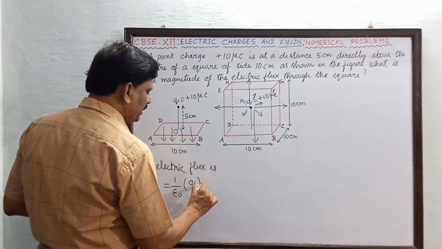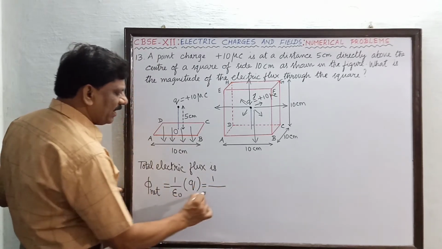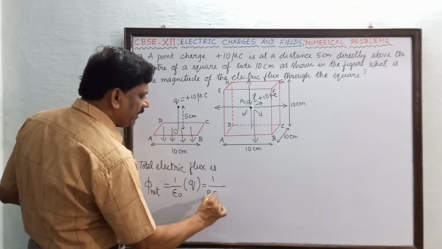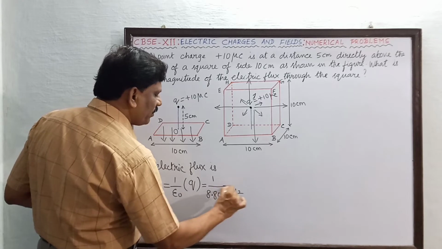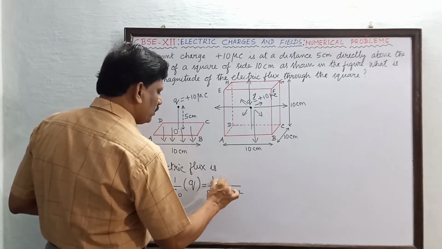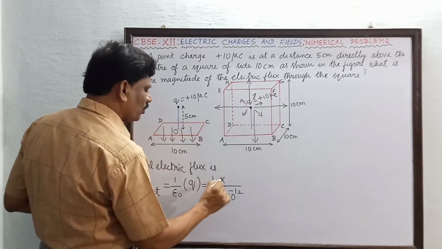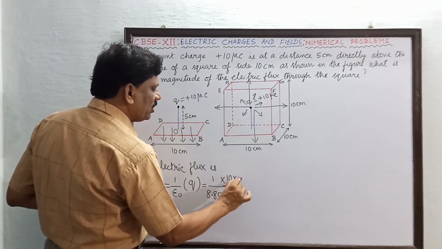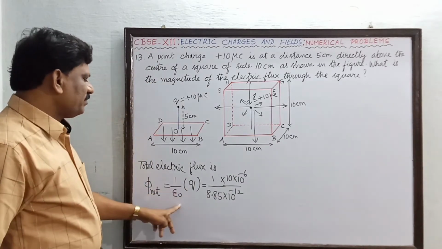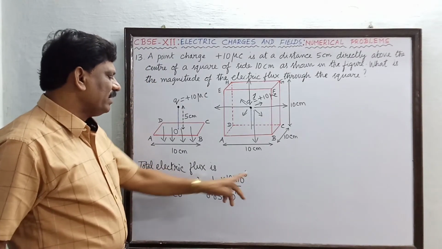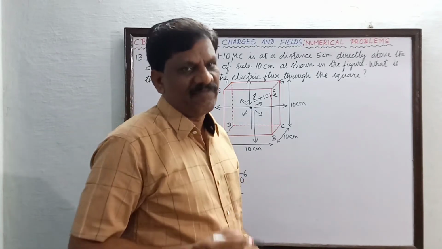So this must be equal to 1 divided by the value of epsilon naught we must know, 8.854 into 10 power minus 12, into, in the numerator, we have to substitute the charge plus 10 microcoulomb. So this is 10 into 10 to the power of minus 6 coulomb. This is the net electric flux.